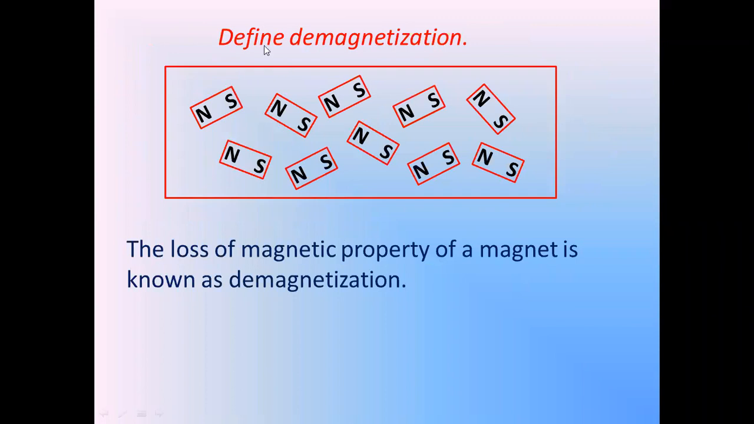Our next question is define demagnetization. So it's very simple now. What is the meaning of "de"? "De" means negative. Its negative form is "de", right? So merit, demerit. So when you say demagnetization, it's more like the opposite of magnetization.